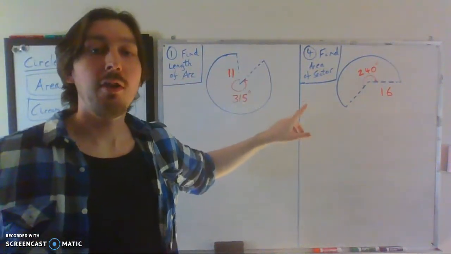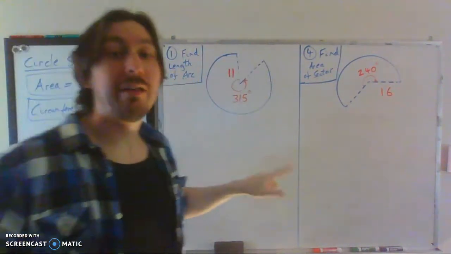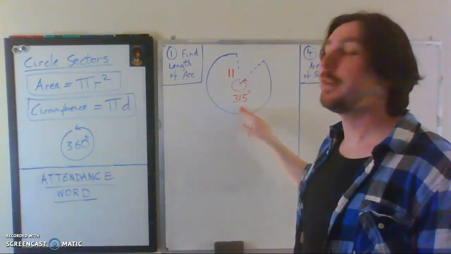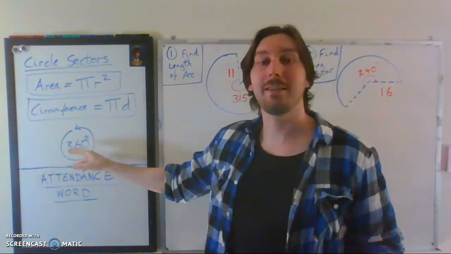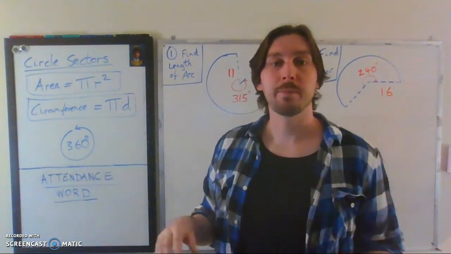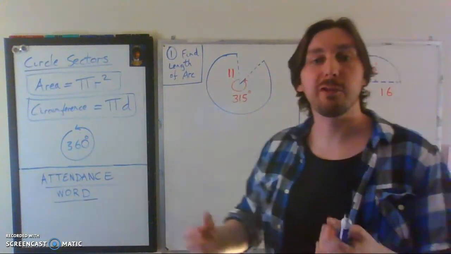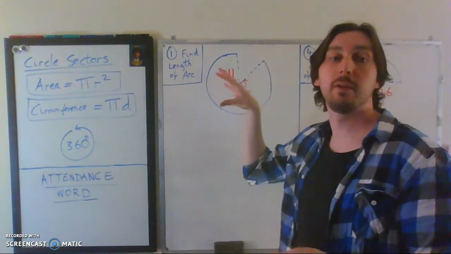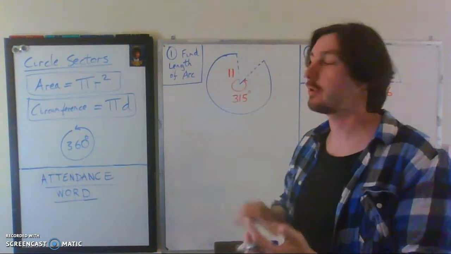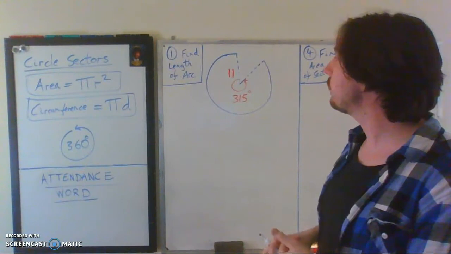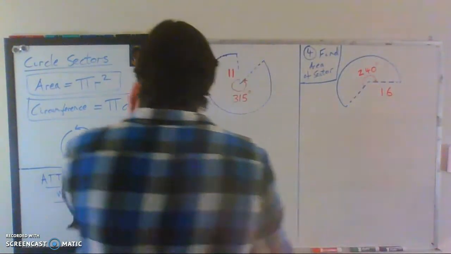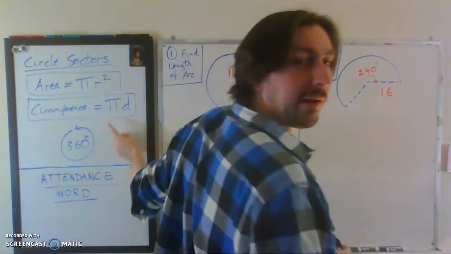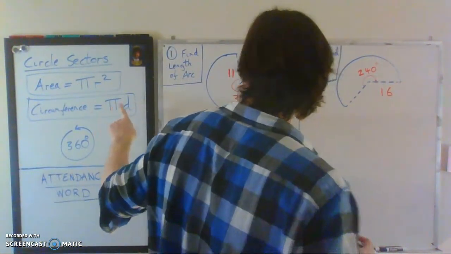How we do that is we find the circumference, pretending it was an entire circle. And then we do 315 divided by 360 and multiply that one. What we're doing there is we're turning this circle into a fraction of the whole circle and then finding just that fraction. So let me show you how we do that. First, use the circumference. You've got it on your worksheets. It's here again. Circumference equals pi d.